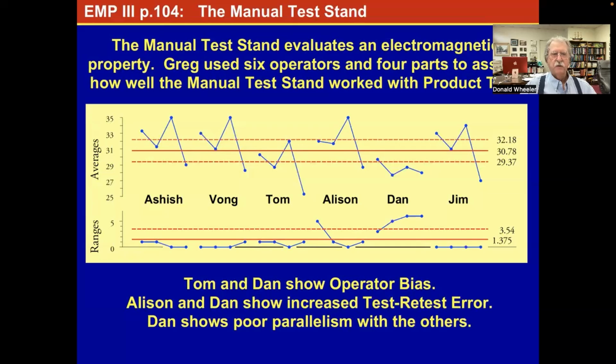You can start just anywhere you like on this one. Everything is going on. Tom and Dan show operator bias. Allison and Dan show increased test-retest error. Dan shows poor parallelism with the others. And what about Jim? Jim's perfect.